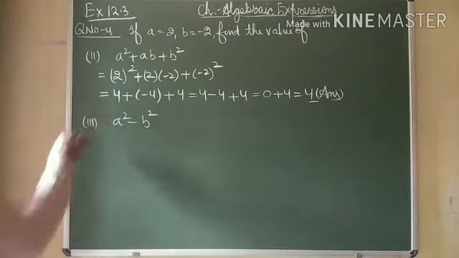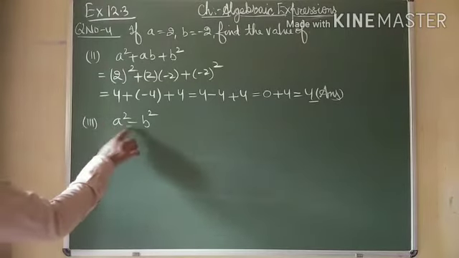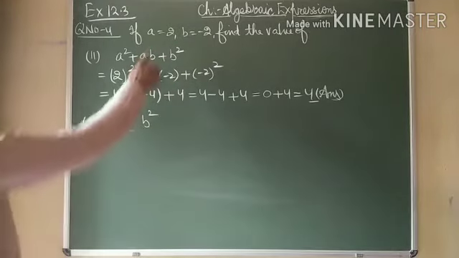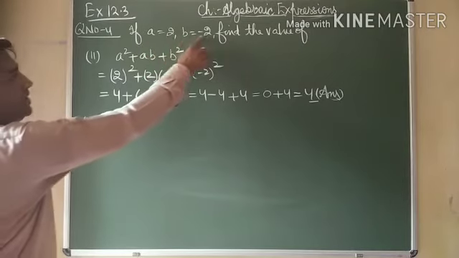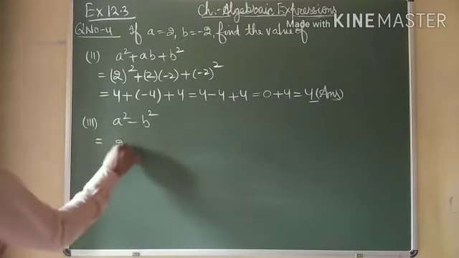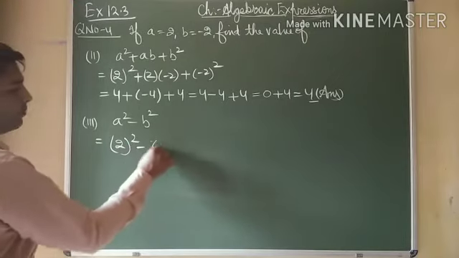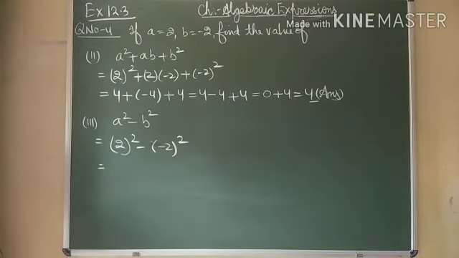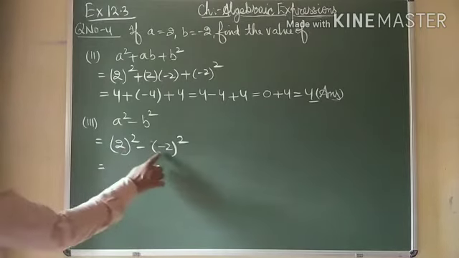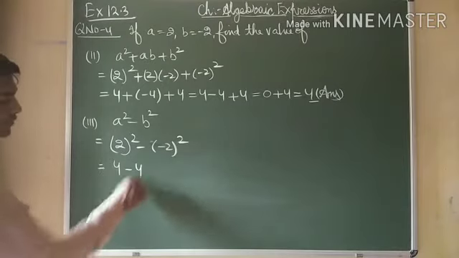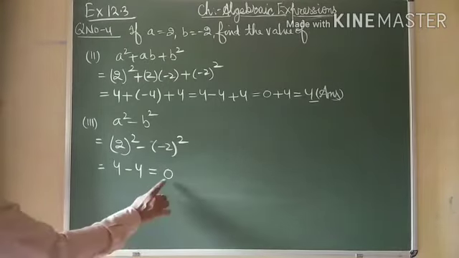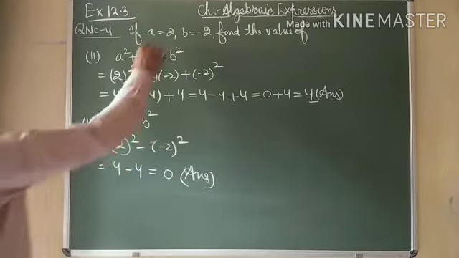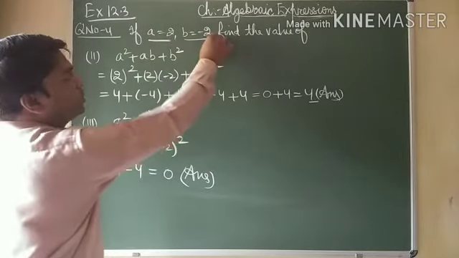Next, third part, find the value of a square minus b square at a is equal to 2 and b is equal to minus 2. So again, putting the value of a is equal to 2 and b is equal to minus 2 here, we get 2 square minus 2 square. Since 2 square is equal to 4 and minus 2 square is also equal to 4, 2 square minus 2 square becomes 4 minus 4, which is equal to 0. Therefore, 0 be the required value of algebraic expression a square minus b square at a is equal to 2 and b is equal to minus 2.